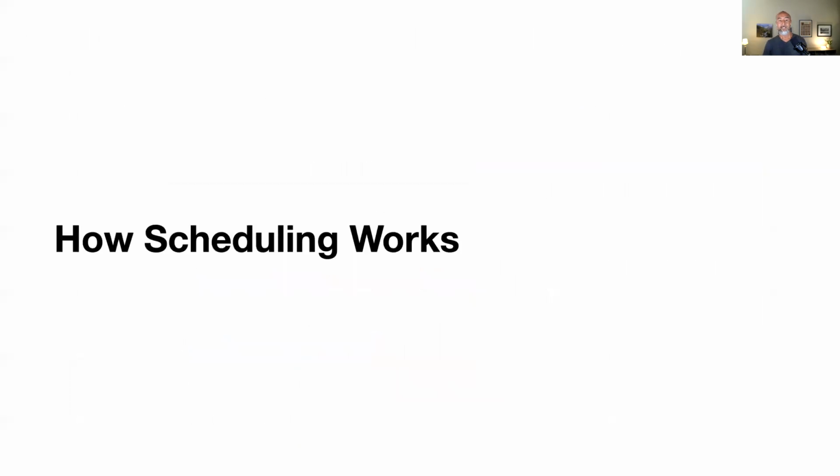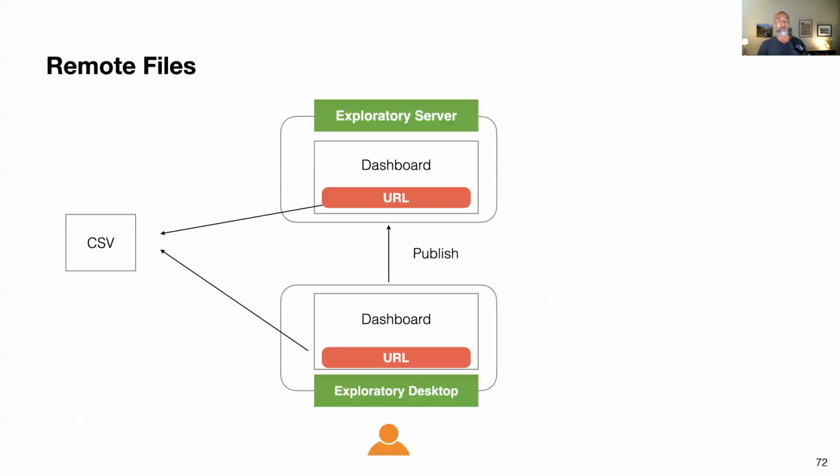Okay. So how scheduling works, or how Exploratory accesses your Salesforce data, right? There are a couple of types. First, remote files. Even a CSV or Excel, if you're accessing it through a remote server, like an HTTP server, an HTTP URL or something like that, then when you publish, it will publish along with that URL information. Therefore, Exploratory Server knows that URL and then accesses that data.